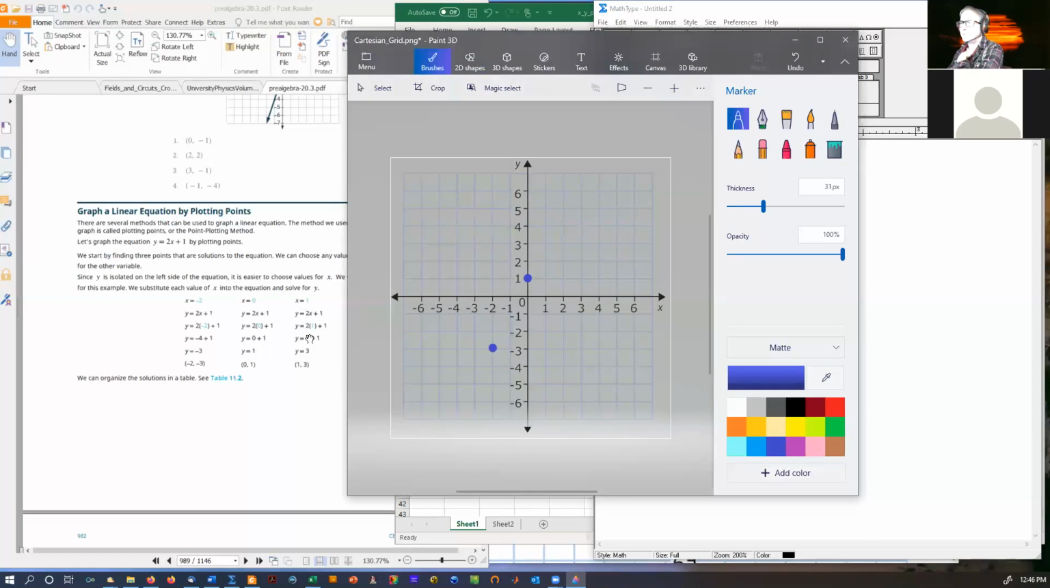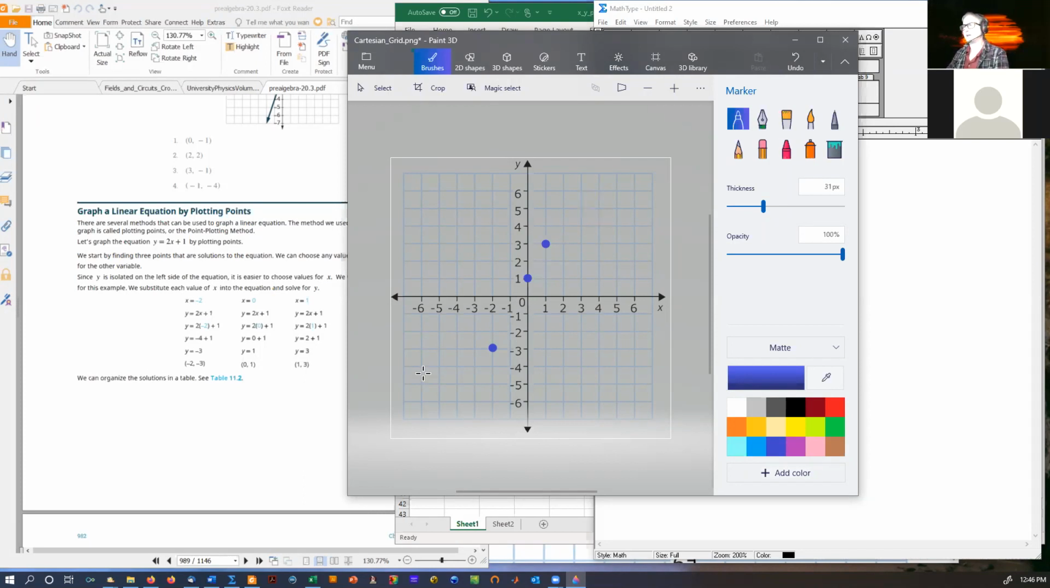So 2 times 1 is 2. 2 plus 1 is 3. So y equals 3. So for x equals 1, y equals 3, right? And you could see the line forming here, right? So you could see this straight line.